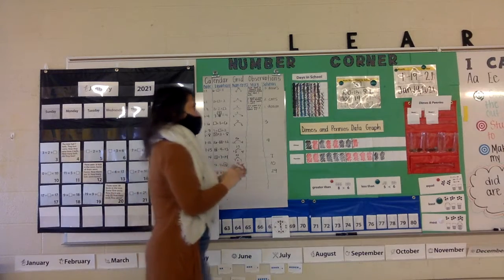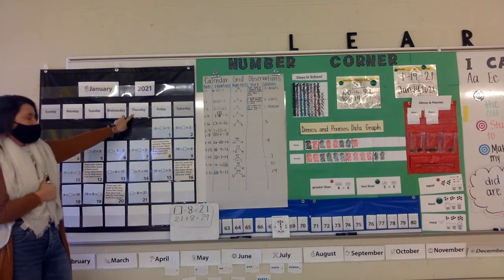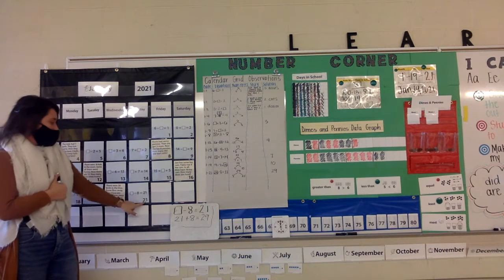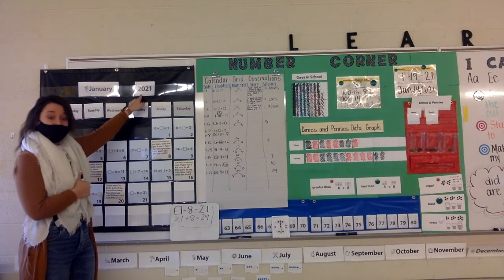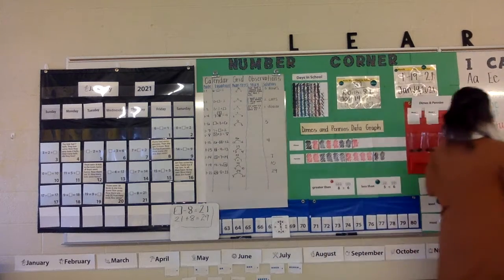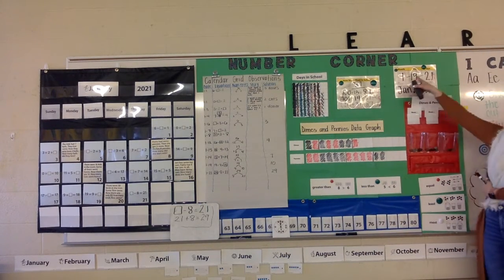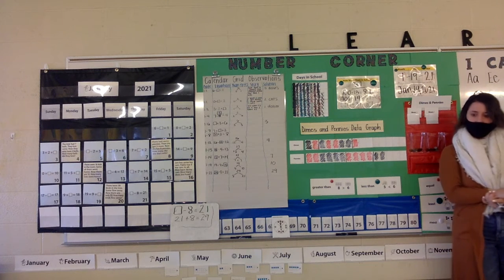All right, let's head over to our date. But first, let's say our date. So today is Thursday. Say it with me. January 21st, 2021. When am I going to change my date? It says 1, which is January 19th, 2021. That's not right. Maddie.